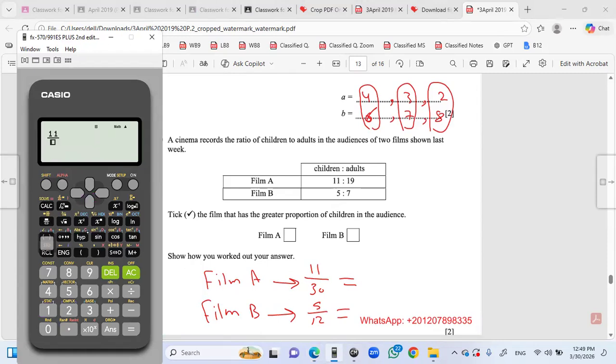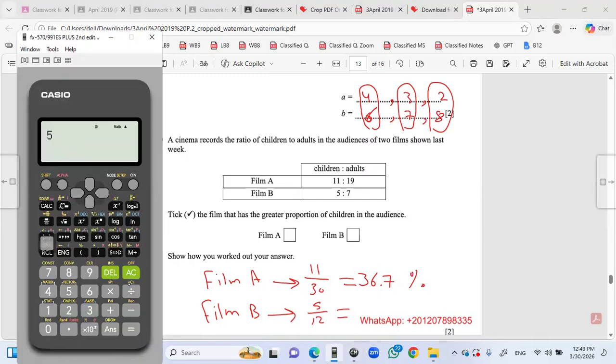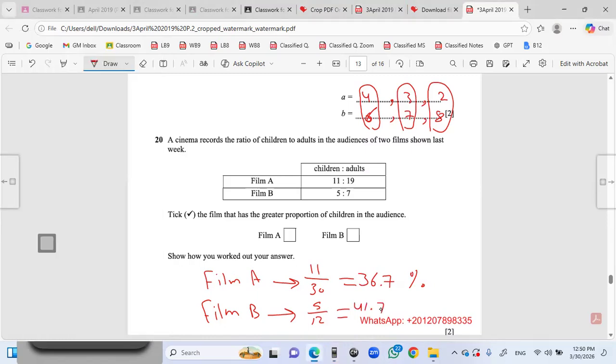So it is 11 over 30, and you multiply this by 100. It's 36.7 rounded percent. While the other one, which is 5 over 12, if you multiply it by 100, 41.7 rounded. So which one has a greater proportion? It is film B, has a greater proportion, 41.7%.